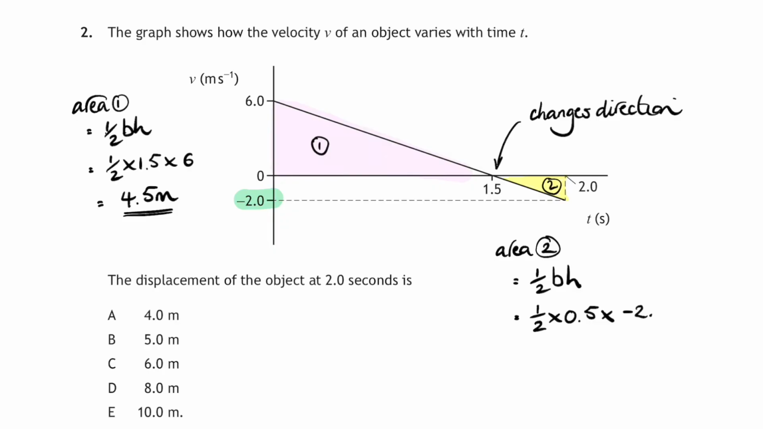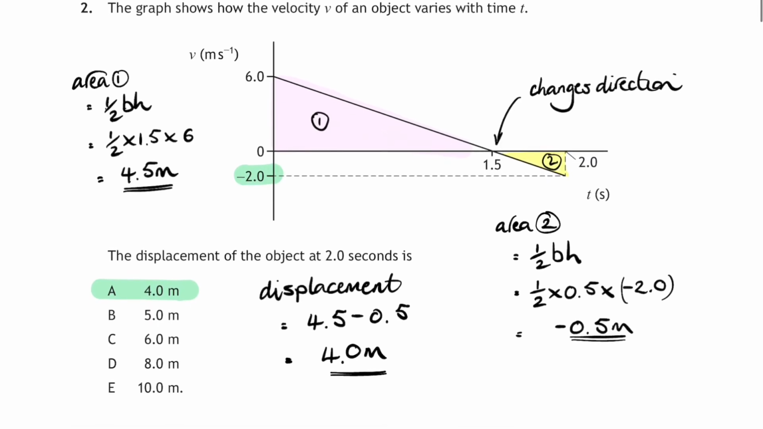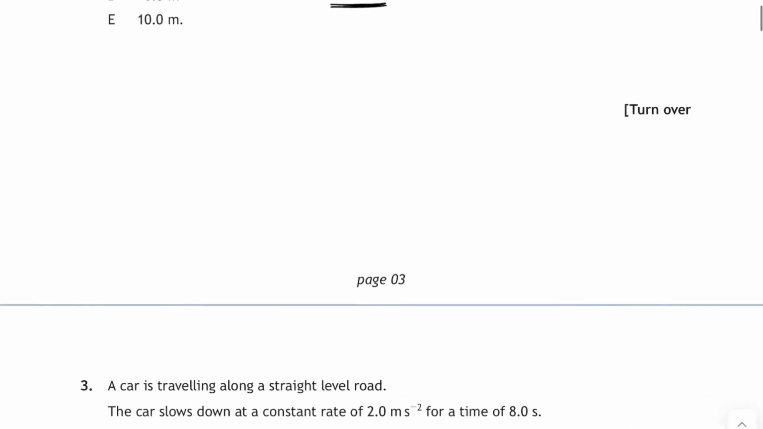Remember, velocity is a vector. And if you do that, careful in the calculator here, it's a half times minus 2, that gives us negative 0.5 metres. So the total displacement, if we add the two areas together, is 4.5 plus negative 0.5. That gives us 4 metres. That means question 2 is answer A.